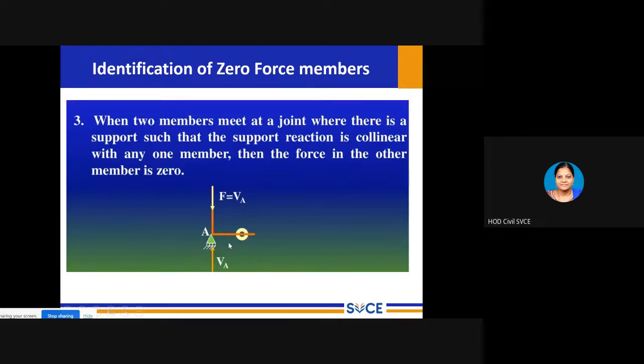And this is the next one. We have two members meeting at a joint, and there is a support here which offers the support reaction VA. This VA and this one member are collinear. Therefore, the force in the other member will be zero. Is this clear? So you have two members, this one and this one, and you have a support which offers the reaction VA. This support reaction VA is collinear with this particular member, because the line of action of VA is in line with this member. Therefore, the force in the other member will be zero.